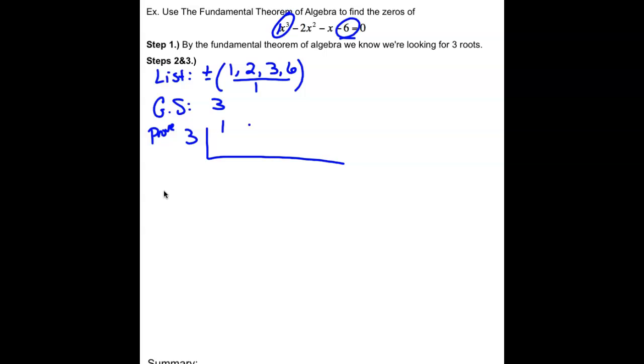We have coefficients of 1, negative 2, negative 1, and negative 6. Again, I'm just taking them from my polynomial. Bring down our first term and multiply. 3 times 1 is 3. Adding, we get a 1. Again, 3 times 1 is 3. Adding, we get 2. 3 times 2 is 6. Adding, we get 0. And since we have a 0, we know that that is a true x-intercept or 0 of my graph. So my zeros, I have 1 at 3. And remember, we have 3 of them defined, and so we're still missing 2.